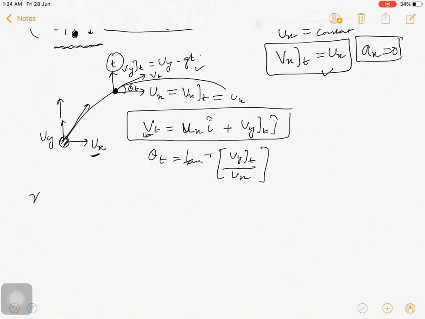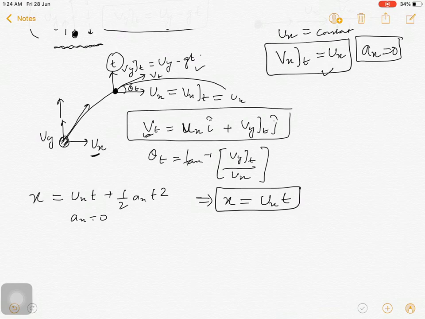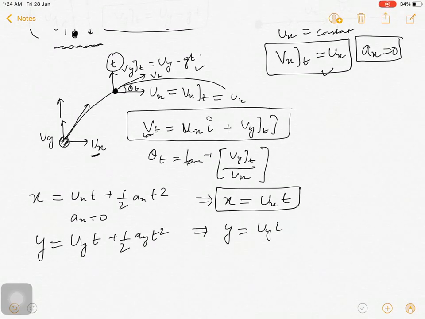Now the displacement in x and y direction. For displacement in x direction, let us take the second equation of motion: x is equal to uxt plus half axt square. Since ax is equal to 0, the displacement in x direction is nothing but ux into t. Now the displacement in y direction is y is equal to uyt plus half ayt square. So y is equal to uyt minus half gt square.